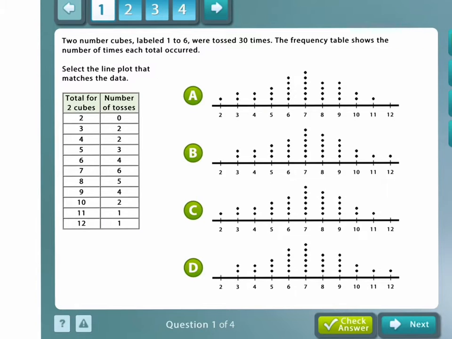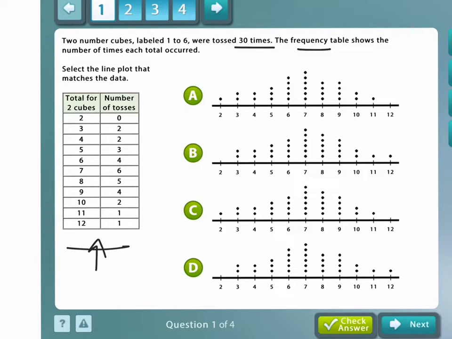Alright, let's get into our first problem here. The two number cubes, dice, labeled 1 to 6, were tossed 30 times. The frequency, that means how many times they were tossed, is shown in this table. So we want to check out this table right here.